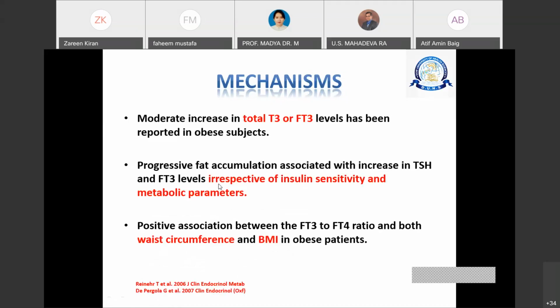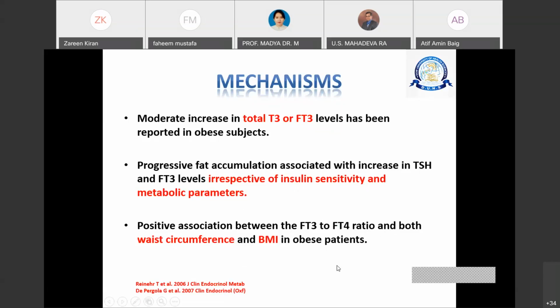A moderate increase in total T3 or free T3 levels has been reported in obese subjects. Progressive fat accumulation is associated with an increase in TSH and free T3 levels, irrespective of insulin sensitivity or other metabolic parameters. That means if adipocytes are increasing, becoming hypertrophic or hyperplastic, then TSH and T3 will rise, independent of other metabolic factors. There is also a positive association between the free T3 to free T4 ratio and both waist circumference and BMI in these patients.